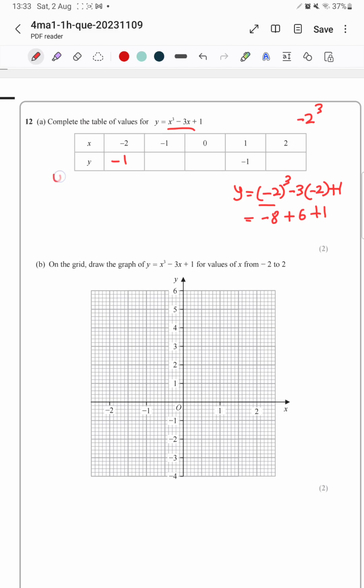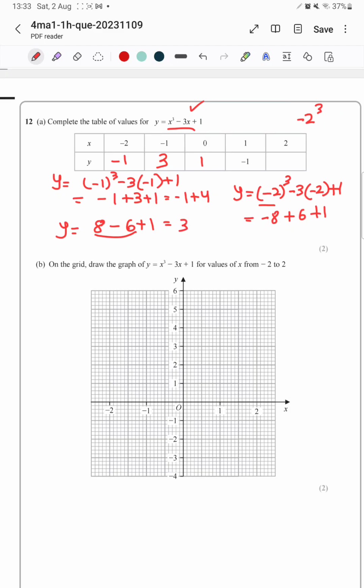Then x is negative 1. So y is minus 1 cubed minus 3 times minus 1 plus 1. So it is minus 1 plus 3 plus 1. So minus 1 plus 4, which is 3. Then x is 0. So y will be 1. And when x is equal to 2, it is 2 cubed, which is 8, minus 3 times 2, which is 6, plus 1. So it is 8 minus 6, which is 2, plus 1, 3. And then you can plot these values. Minus 2 and minus 1. So this is the point here.